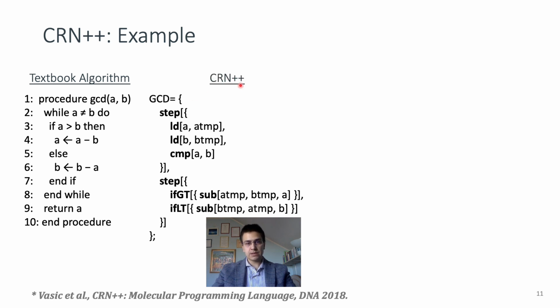In CRN++ that we designed, this is how the equivalent program would look. So we would load A and B into temporary variables. I won't go into details why these temporary variables are needed. But then you compare A and B, and then in the next step you can do conditional execution. One thing is, this step constructs separate execution in time, but I mentioned before that everything happens in parallel, so how is this even possible? It shouldn't be.